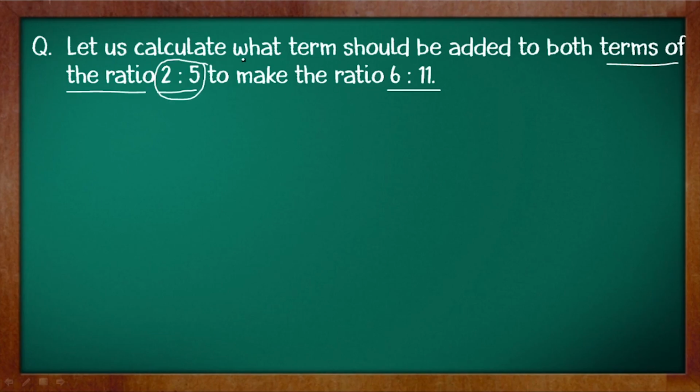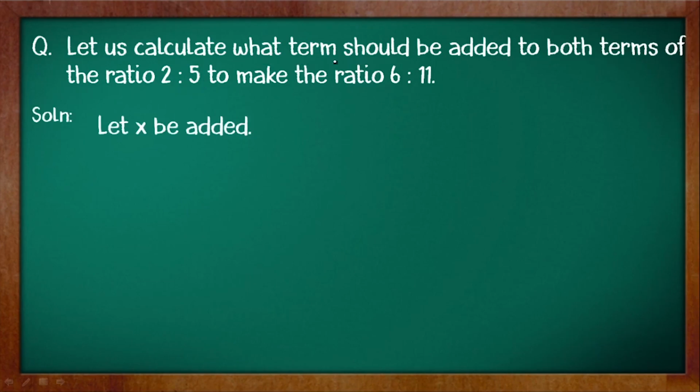So we are not adding to the numbers, but rather directly to the terms of the ratio. We don't know what term should be added, so we'll assume it to be x. Let x be added directly to both 2 and 5. After addition, we have 2 plus x and 5 plus x. Now the ratio will change, and the new ratio is 6 is to 11.